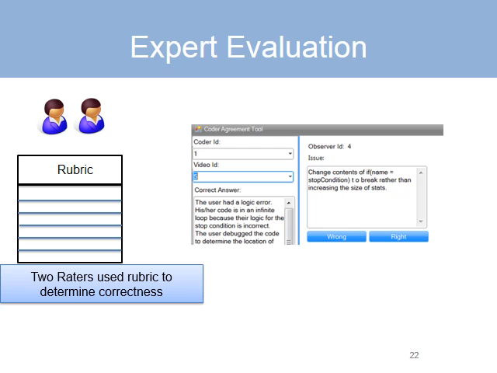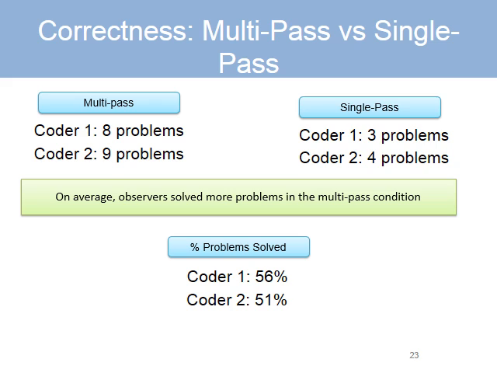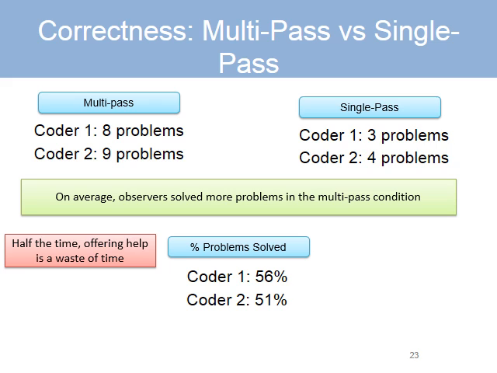Okay, so it's somebody to go and evaluate the experts also. And they work with a rubric. So here are results. Not surprisingly, in the multi-pass situation, more problems are solved correctly. Okay. And also, it was interesting that if you combine the two conditions, about 50% of the problems were solved. Okay. And you can look at it as a glass half full or glass half empty. Okay. Glass half empty, you can say that half the time offering help is a waste of time.